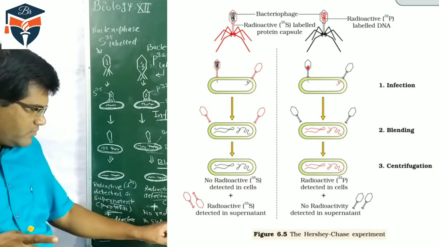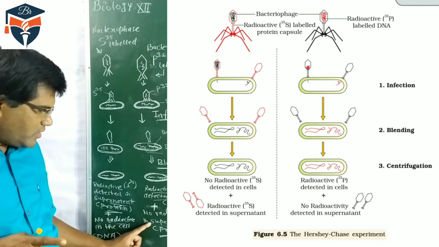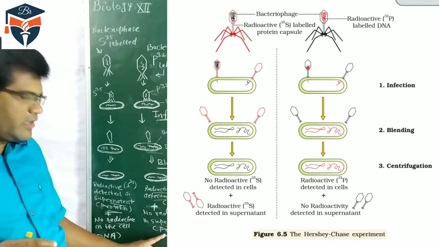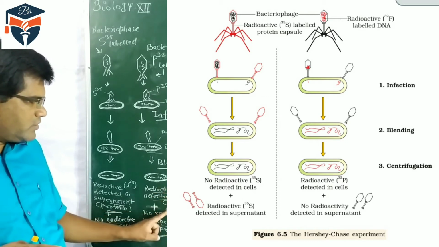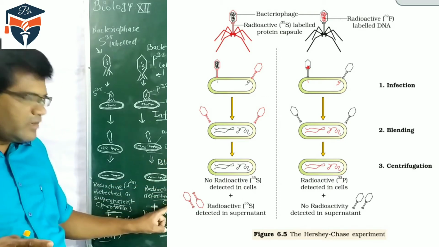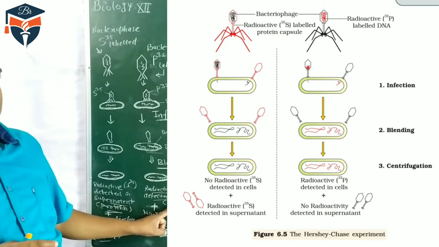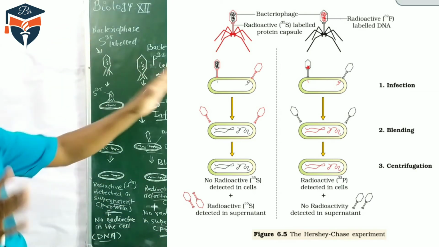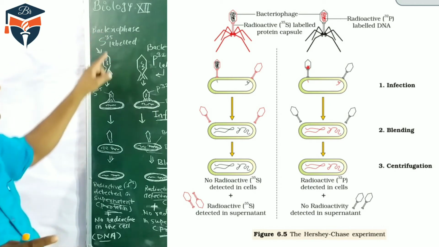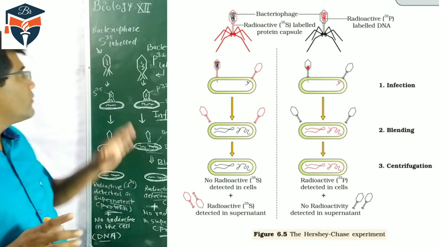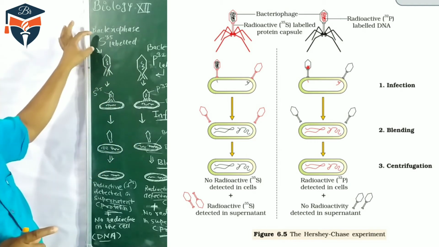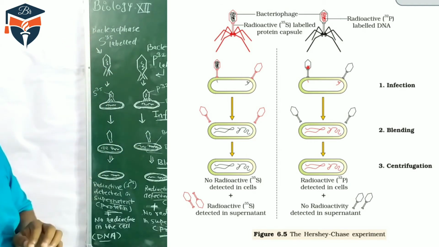But the radioactive phosphorus was not present in the supernatant, because in the supernatant there was the protein. So here it is said that the phosphorus comes in the DNA, which means DNA is the genetic material. The second case is the sulfur bacteriophage: when the bacteriophage is grown in the sulfur medium, then sulfur-labeled bacteriophages are formed.